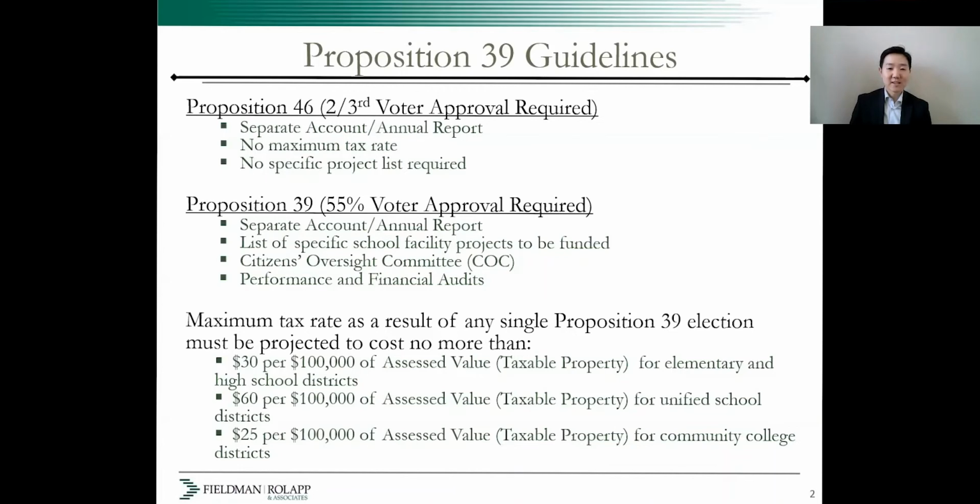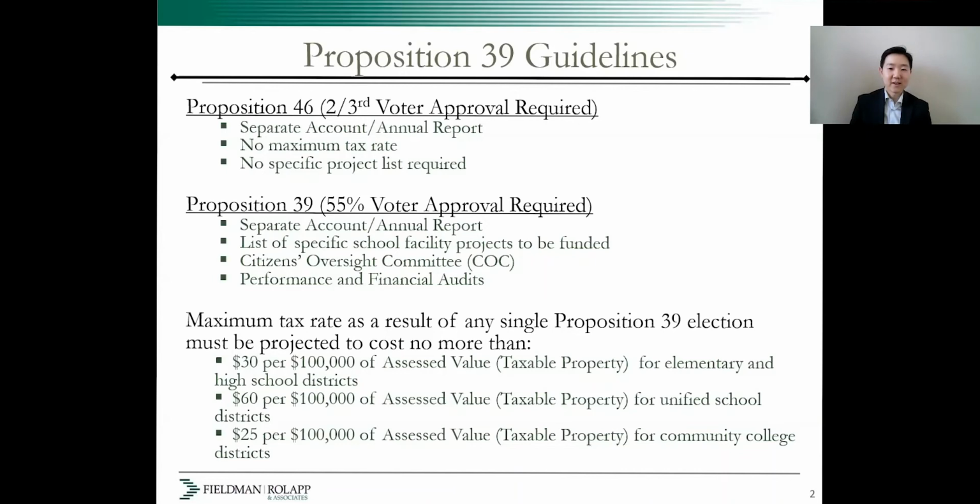The word projected is very important here, as the actual tax rate can exceed these thresholds for a number of years if assessed value does not grow to expectations. Now, these figures are maximum rates per a single bond election, but the school or college district has flexibility to request any amount below these respective maximum rates as well.